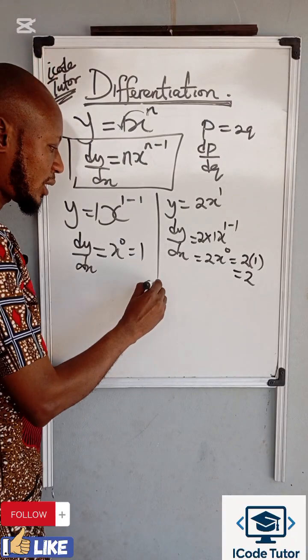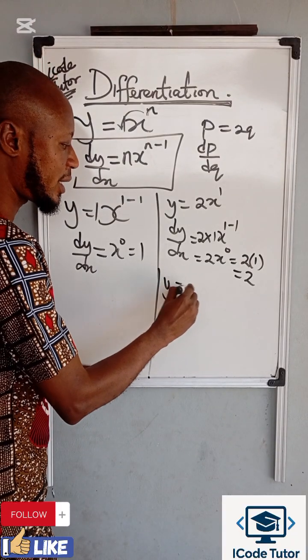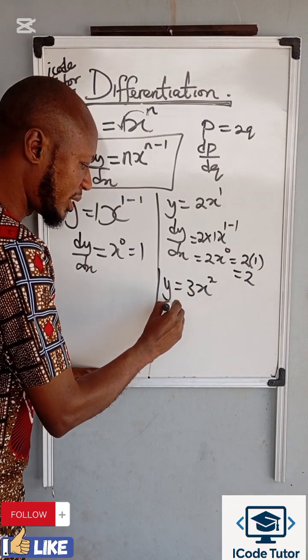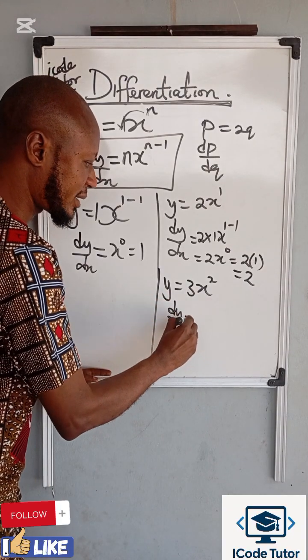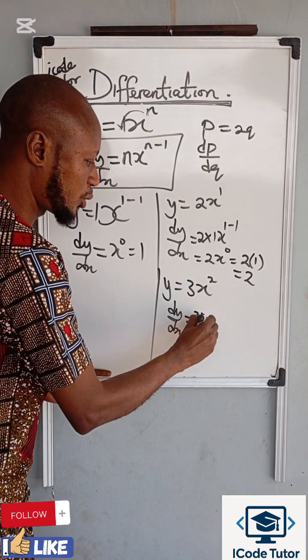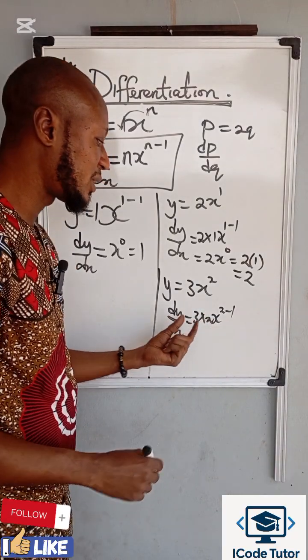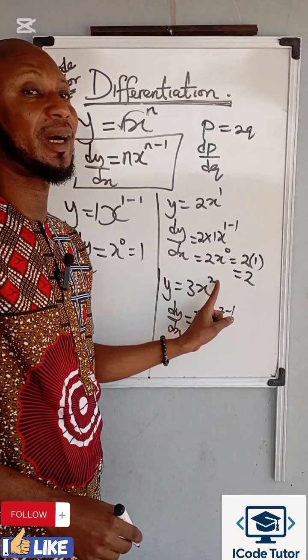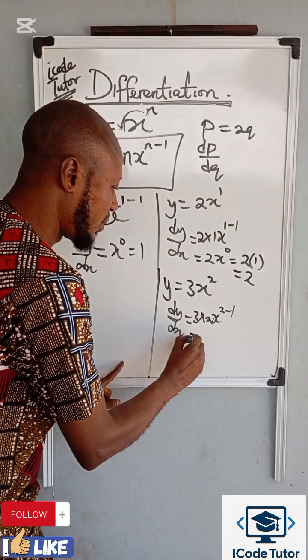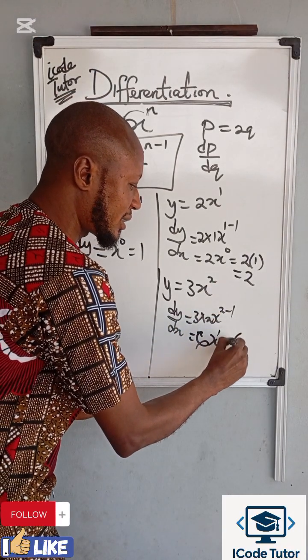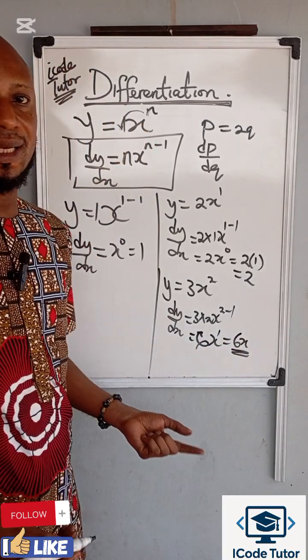Now, in a situation, let's say you are given another question, y equals 3x squared. This one will be dy/dx equals 3 times 2, x raised to power 2 minus 1. Do you understand here? That means that 1 must be subtracted from the power. This one will be 3 times 2 is 6, x raised to power 1. And 6x raised to power 1 is the same thing as 6x.